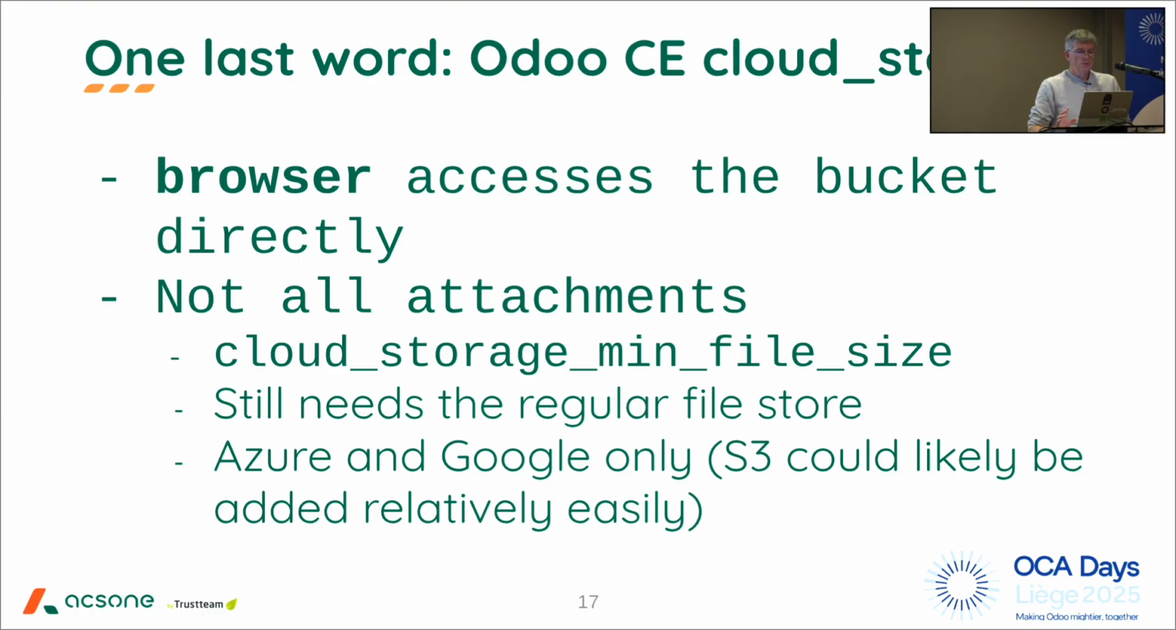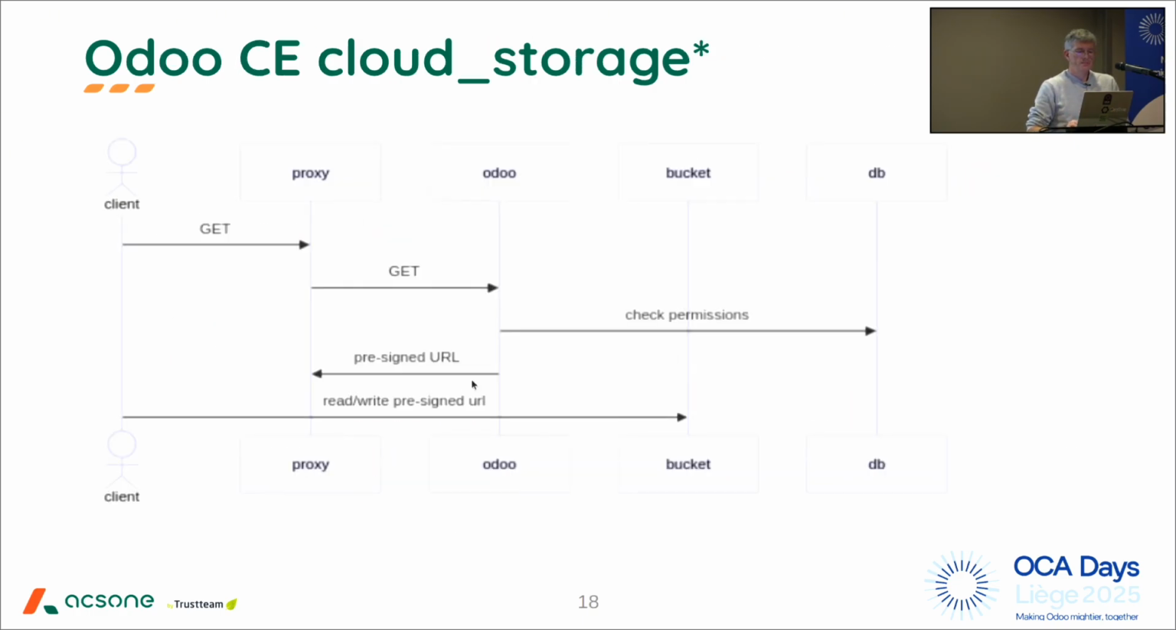On this topic, one last word. You may have seen that in Odoo there are now three modules called Cloud Storage, Cloud Storage Azure and Cloud Storage Google. This is a bit the same principle, except in that case, it's the client that's going to access the bucket directly. I've never used it, but I spent some time reading it. So the mechanism, if I read correctly, is that Odoo returns the pre-signed URL to the client, and then there is some JavaScript code that is going to write or read the attachment directly to the bucket via the pre-signed URL.